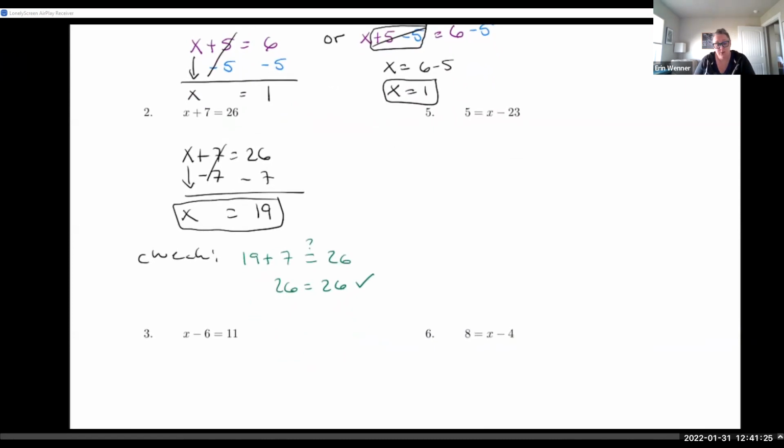So in 1 and 2, we had a variable plus a value, so we had to subtract from both sides. And now in number 3, we have it minus a value. So in order to undo that subtraction, we want to use addition. So x minus 6 plus 6, and minus 6 plus 6 cancel, giving us 11 plus 6, or 17. Okay. Again, if we think about this as some number minus 6 has to equal 11, the only number that can be is 17.